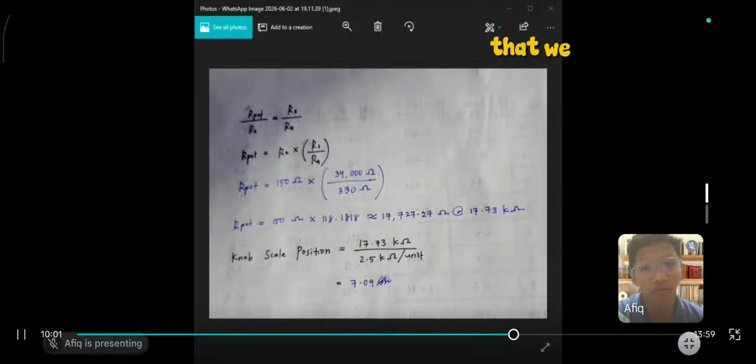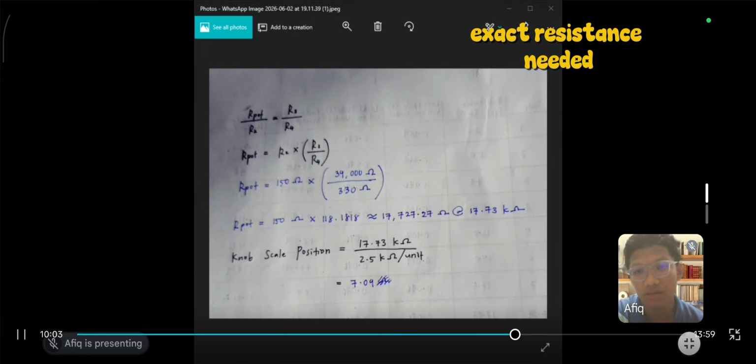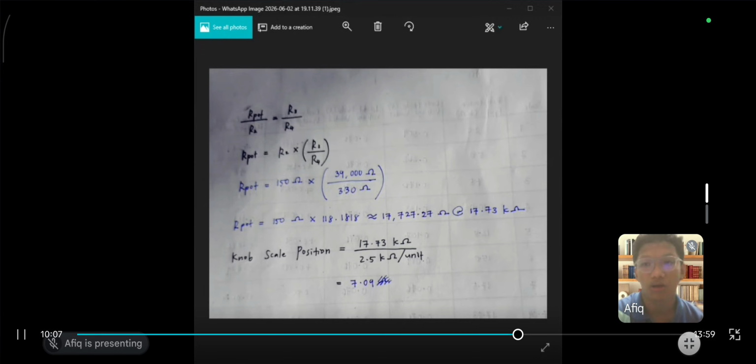Now that we know the exact resistance needed for equilibrium, we can figure out where to physically set our dial knob by dividing this value by our scale sensitivity. The knob scale position equals 17.73 kilo ohm divided by 2.5 kilo ohm per unit, and we got the answer 7.09.